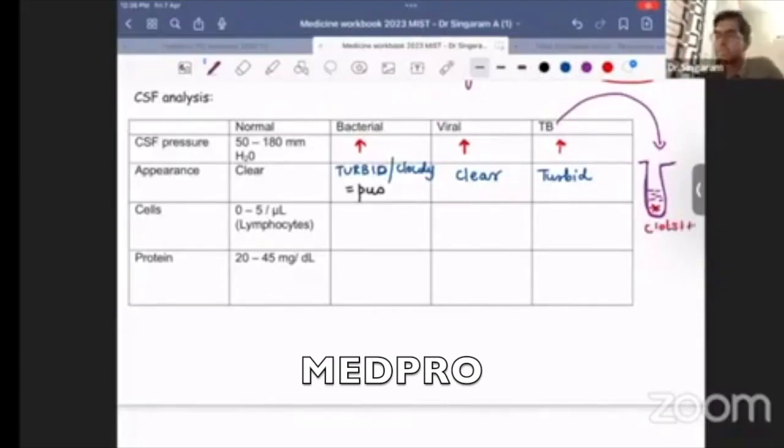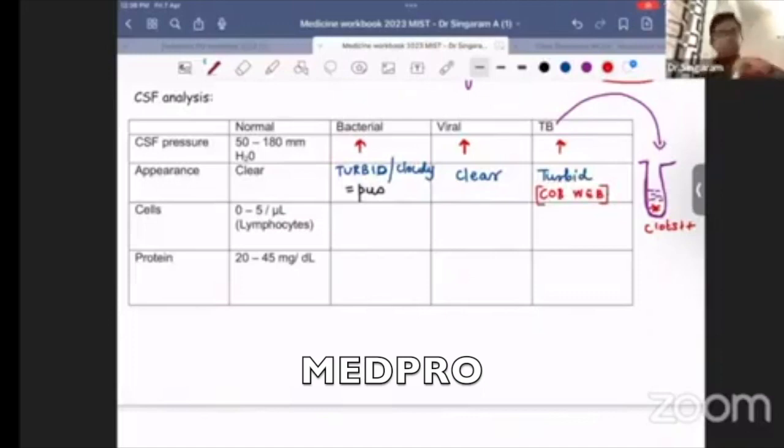Any idea what is the name of this appearance? A lot of clots are present inside the CSF. It is called cobweb appearance. I will provide you the reference and the reason a little later, but as of now, write the appearance name. It's called cobweb appearance. Okay, please make a note of this.